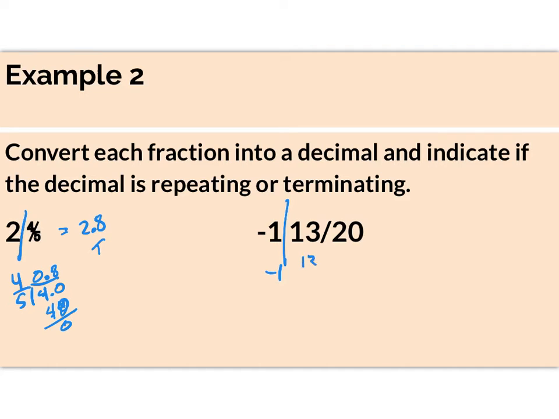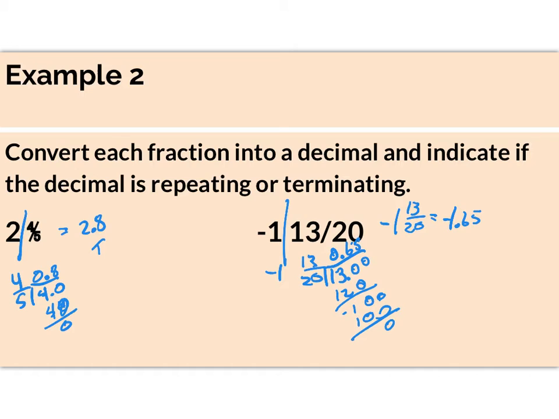Negative 1 and 13 over 20. Okay, we're going to drop our 13 in. 20 goes into 13 0 times. Put a decimal and a 0. And let's see. 2, 4, 6, 8, 10, 12. 6 times 2 is 12. 120. Subtract, you get a 10. Put a 0. And 20. 5 times 20 is 100. So that goes to 0. So negative 1 and 13 twentieths equals negative 1.65. That's not a 4, that's a negative 1. Let me make that neater for you. Negative 1.650. Okay. Those are 2 examples.